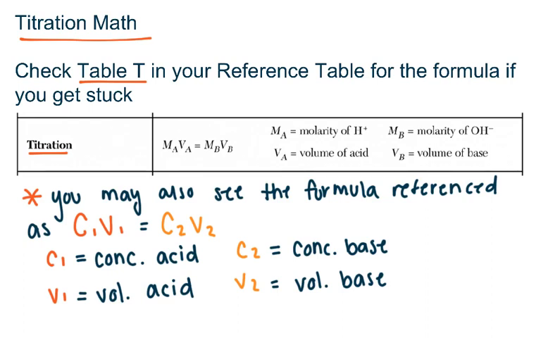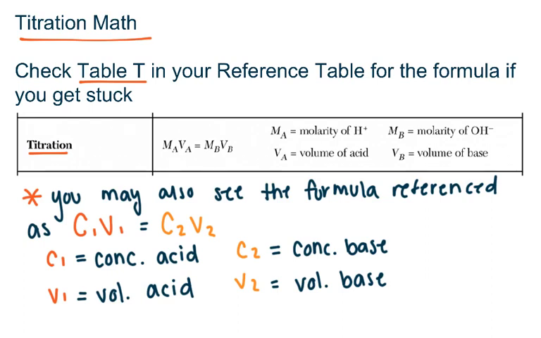So you should have learned what a titration was and how you set it up with the burette and Erlenmeyer flasks and everything like that. So now we're going to go through some calculations. I just want to start by telling you that Table T in your reference table, as always, is where you can find your formulas.